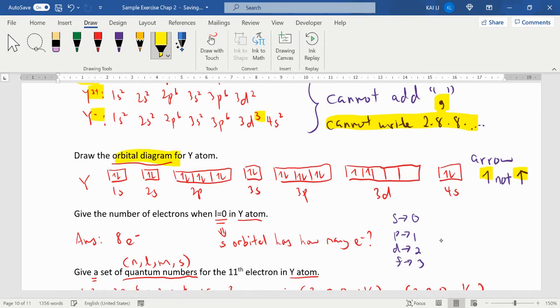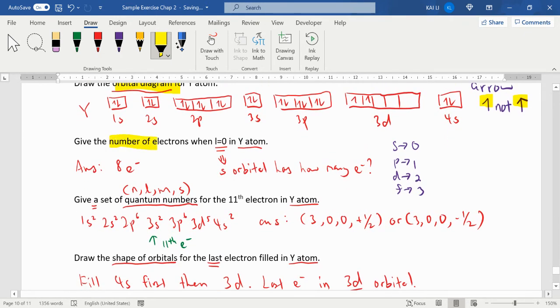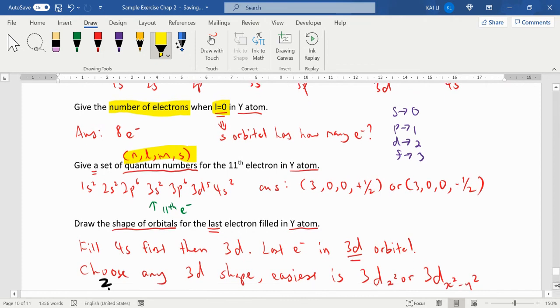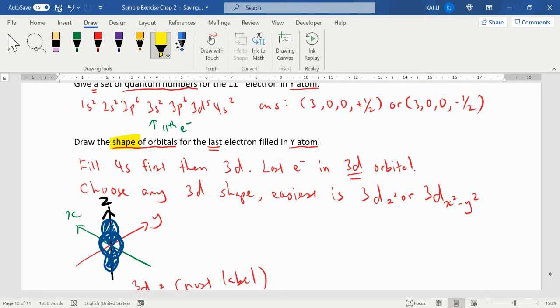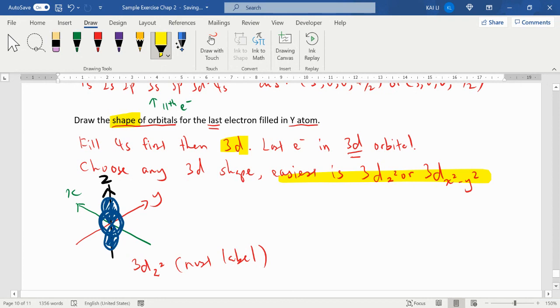For orbital diagram, remember the half-headed arrow. And then if you are asked to give number of electrons, look for n, l, m, s. What is the meaning of each of it? Then quantum number must always refer to n, l, m, s. Another one is the term shape of orbital. If you are asked to draw the shape of orbital, especially for 3d, the easiest would always be 3dz square and 3dx square minus y square. Okay, so that's all for this part.